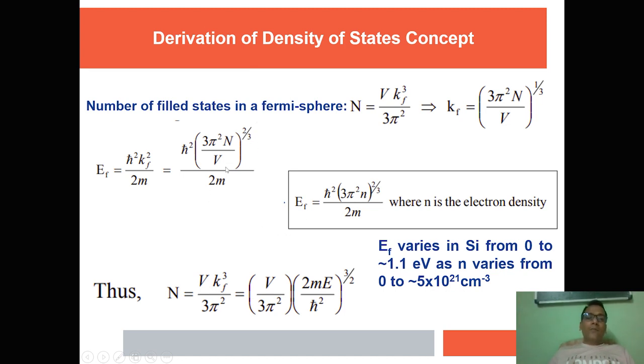So finally, if we want to change this N/V as n, small n, that is the electron density, then this E_F is equal to ħ²(3π²n)^(2/3)/2m, where this E_F varies from 0 to 1.1 electron volt for silicon, and n, this electron density, is between 0 to 5×10²¹ per cubic centimeter. And this N, from this relation, we can calculate in terms of k_F. N is equivalent to V k_F³/3π², where this k_F can also be written as equal to √(2mE/ħ²). So this V/3π², and this is the final term for this N.